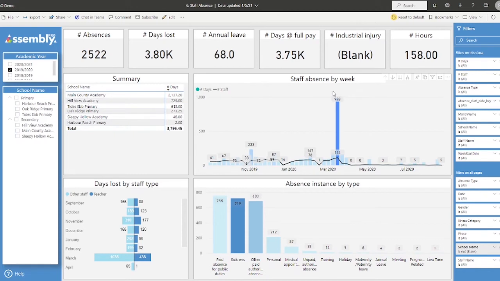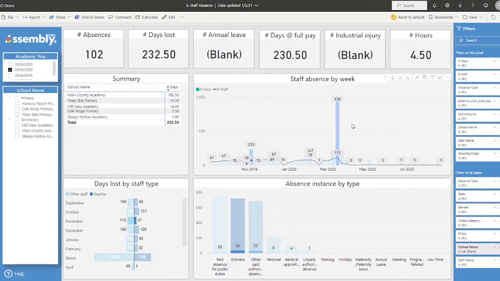Once again, we can use charts to cross-filter. So in this particular case, if I wanted to look at any particular week in more detail, I could click on it in terms of the staff absence by week, and it would cross-filter the absence instance by type chart to show me just the types for that particular week that I was focusing on.